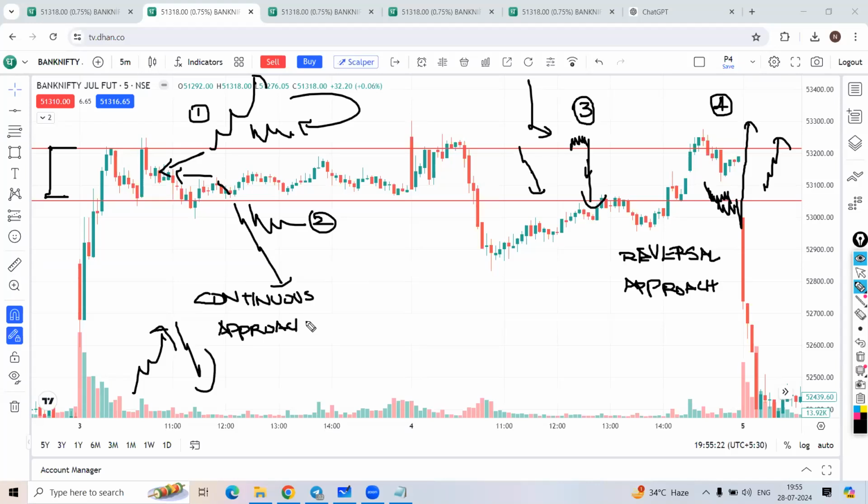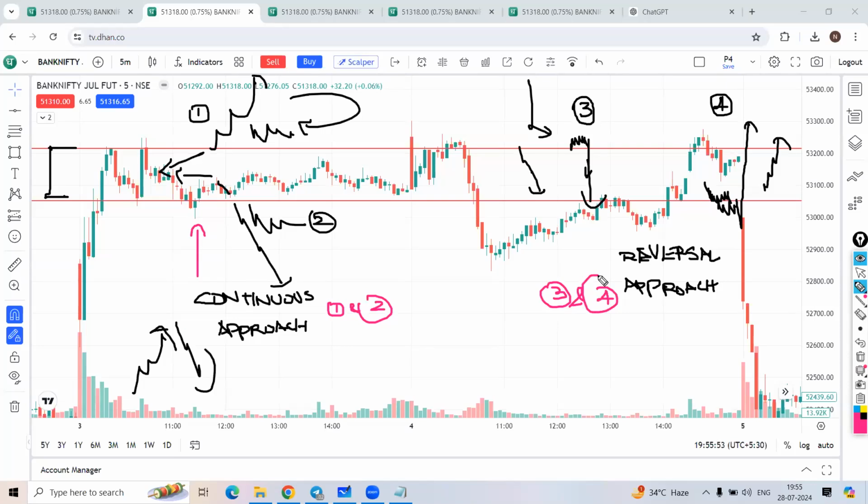Okay. Now can you understand why I don't use fancy slides, PPT? Can I explain in a PPT in this quality? No. So basically, can you understand it right now? This is a continuous approach, number 1 and 2. 3 and 4 is a reversal approach.